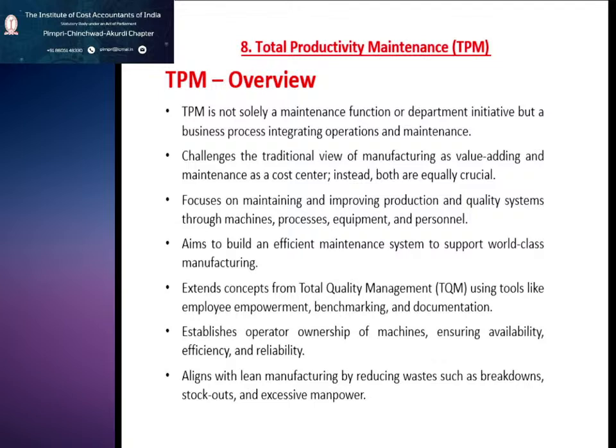manufacturing now. So TPM focuses on maintaining and improving production and quality systems through machines, processes, equipment and personnel in relation to manufacturing. That's what the whole concept of TPM is all about. It aims to build an efficient maintenance system to support world-class manufacturing. Just imagine Tesla, which is setting up gigafactories all across the globe. If you do the research, which I have done for the purpose of this module, Tesla, while setting up a gigafactory, has an estimate of producing cars at a run rate of 1 car per minute. So there is an estimate of 5 lakh cars per year production by Tesla in each of the gigafactories that they are setting up across all continents of the world.